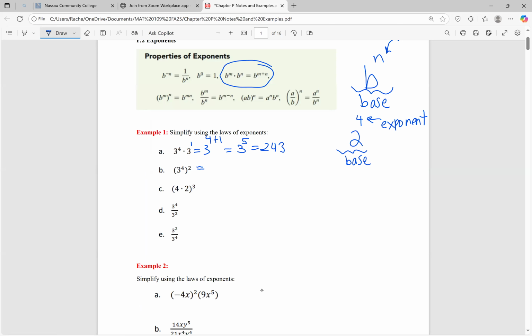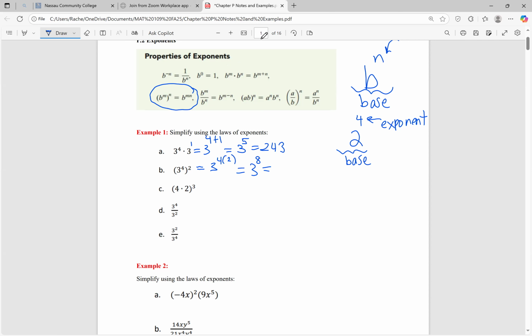For part B, I have 3 to the 4th, and we're raising that to the second power. So in this case, I have an expression with an exponent, and I'm raising it to another exponent. So that's going to be this rule that I'm circling right here. In this instance, we keep the base, right? So we're going to keep base 3, and we multiply the exponent. So we're going to have 4 times 2, which is 8. So we're going to have 3 to the 8th power.